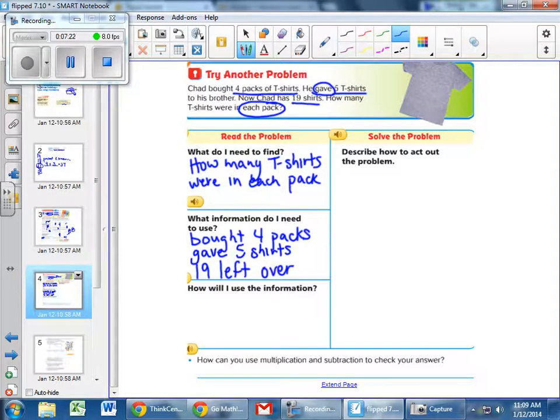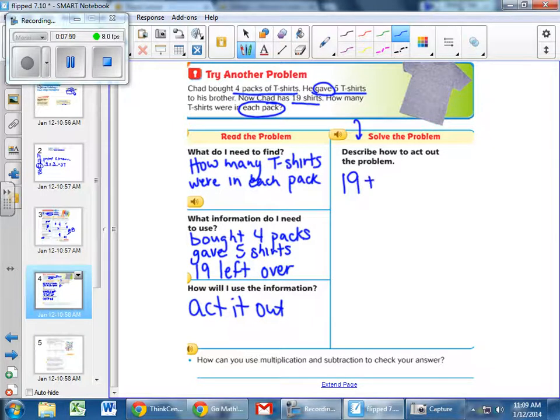Okay. How will I use the information? What strategy are we using? We are using act it out. Okay, so we're going to use this section of our page to solve the problem, describe how to act out the problem. We're going to talk about how many shirts he has. Okay, he has 19 now. He gave away 5 of them. So how many did he have originally?